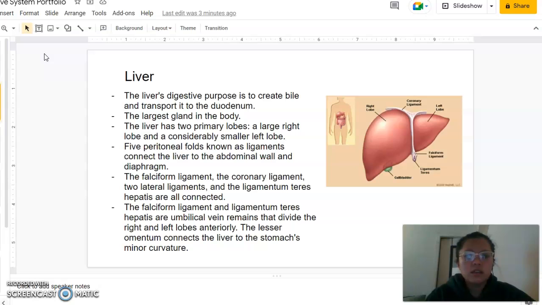The liver is connected to the abdominal wall and diaphragm by five peritoneal folds, referred to as ligaments, and these are the falciform ligament, the coronary ligament, and two lateral ligaments, and the ligamentum teres hepatis. The falciform ligament and the ligamentum teres hepatis are actually remnants of the umbilical vein and separate the right and left lobes anteriorly. The lesser omentum tethers the liver to the lesser curvature of the stomach.